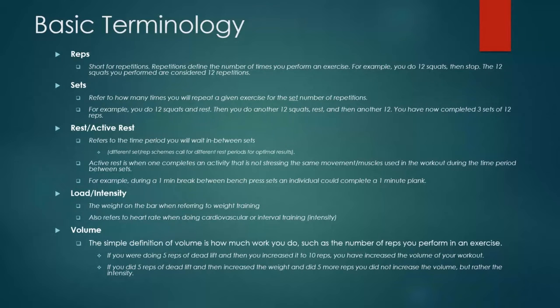So usually when you're doing active rest, it's going to be a certain activity that is not stressing the same movement or the same muscles that are being used in the main workout, right? So if my workout was a superset of bench and bent over rows, I could possibly do a plank for a minute for my active rest. And your active rest doesn't need to be the entire duration of your rest.